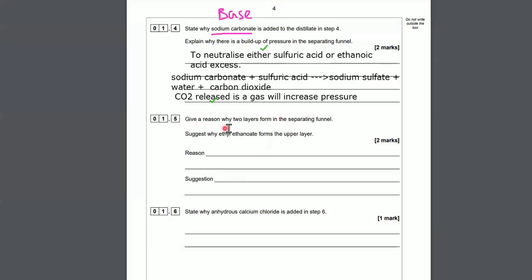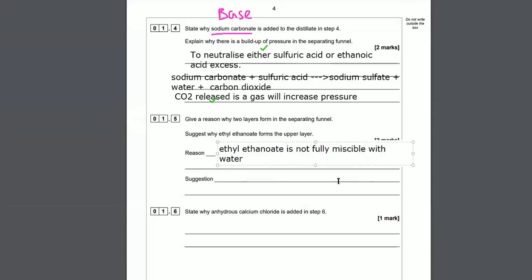Right, 1.5. Give a reason why 2 layers form in the separating funnel. Suggest why ethyl ethanoate forms the top layer. Right. Well, we get 2 layers forming. Look, we've neutralized. We've got water present now. Remember, it's a condensation reaction and we've got water. Remember, we've also had water produced with the sodium carbonate, removing the excess acid. So we've got water there. So the reason is ethyl ethanoate is not fully miscible with water. So it doesn't fully mix with water.